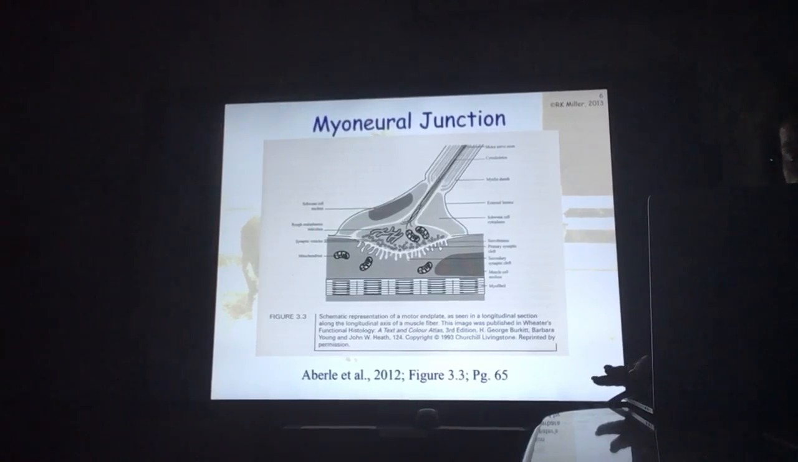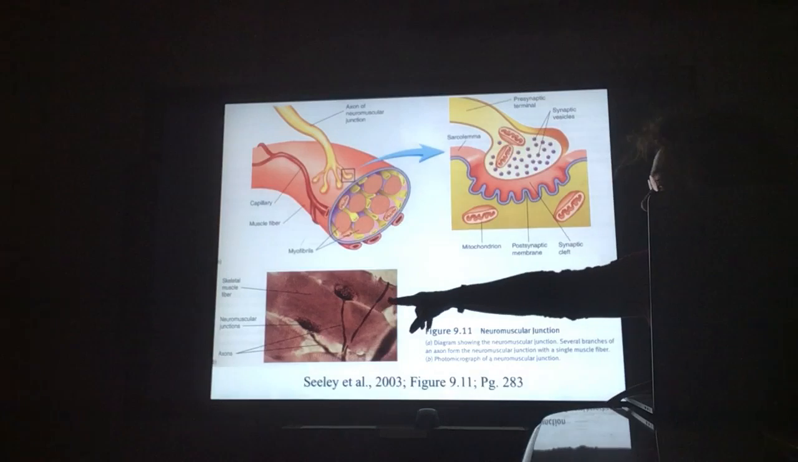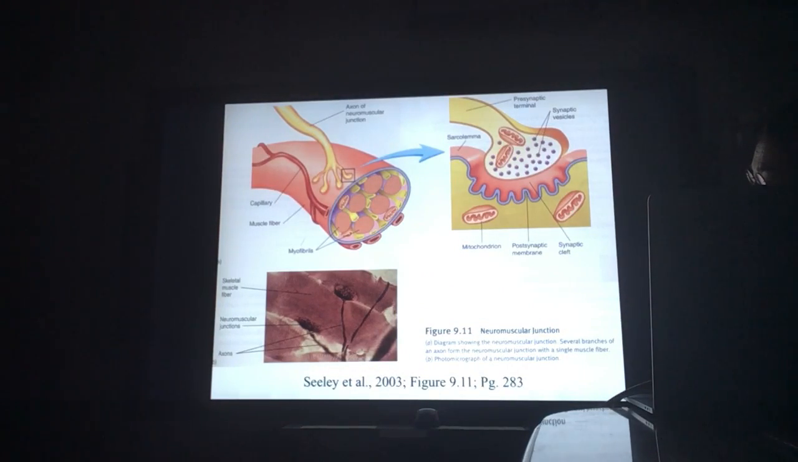What happens here, and this is the next slide to show you different views of this. This is an actual myoneural junction, and this is a cross section. We've used these slides before. The one thing that we know is that these synaptic vesicles, which are right here, their purpose is to contain acetylcholine. Acetylcholine is a neurotransmitter.